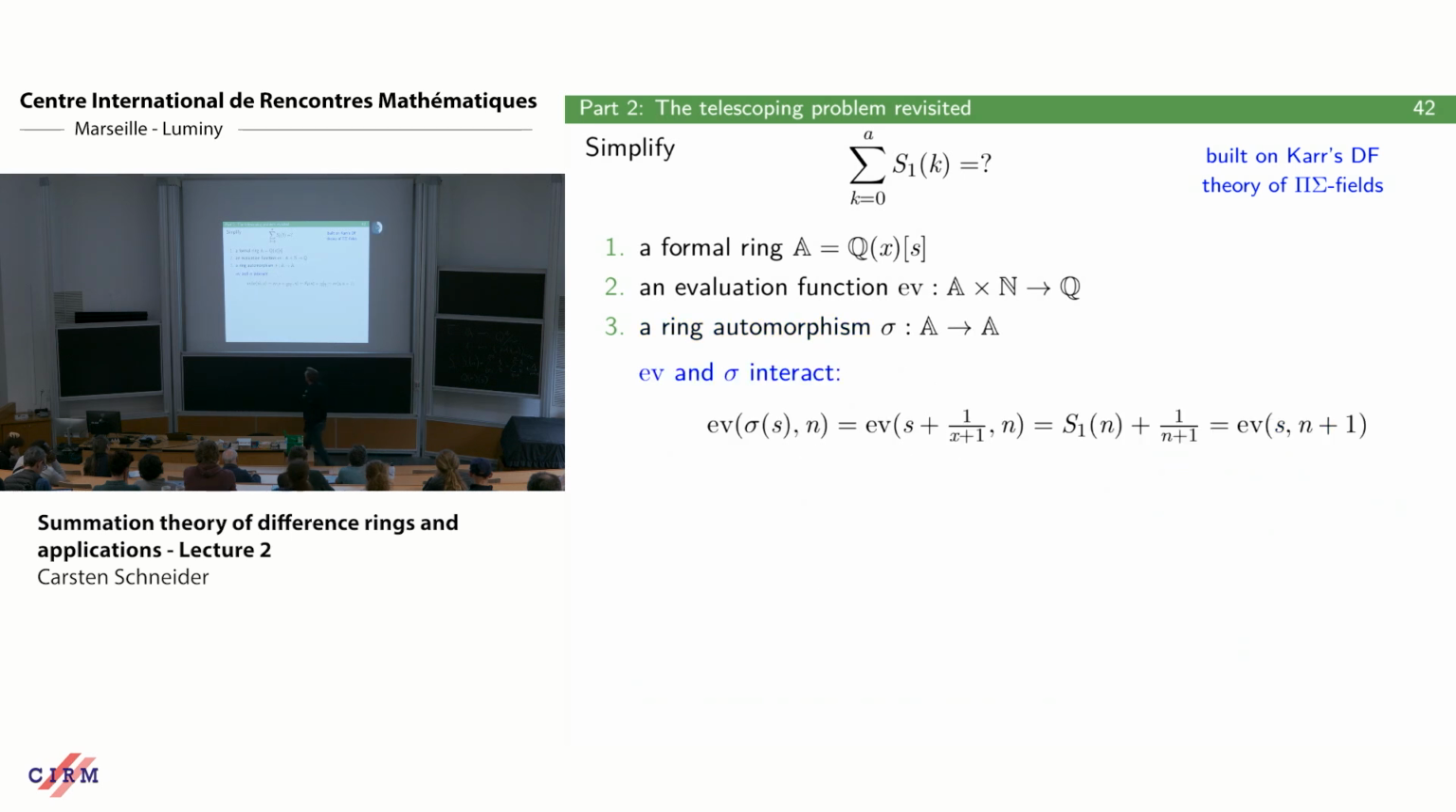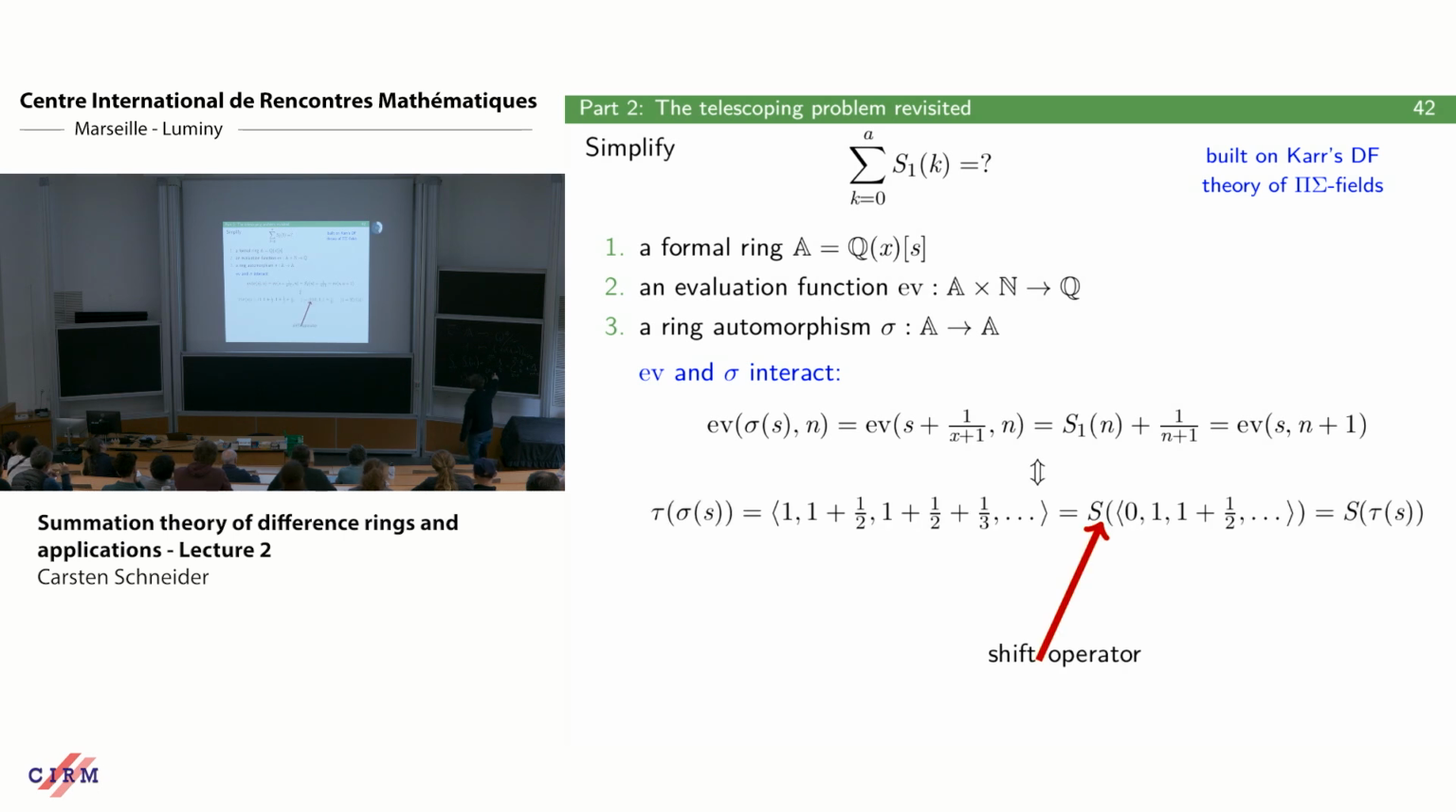Okay. Now, there's another important thing, and this makes the whole thing interesting. The evaluation function and the automorphism interact. Namely, more precisely, you shift formally, and then you evaluate at the point n. That's the same. You carry out the shift sigma of s. You get s plus 1 over x plus 1. If you want to evaluate that, these are the n-th harmonic numbers plus 1 over n plus 1. And that's exactly the evaluation of s at the point n plus 1. Okay? So the evaluation function and the shift interact how they should interact.